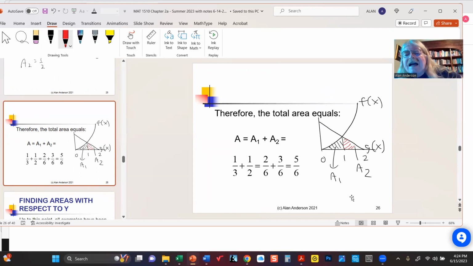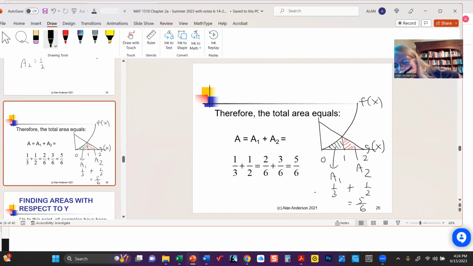Okay, so that's our final answer. We have a half and a third. So this whole area, the combination of the red and the black areas, adds up to 5/6. Okay, now there's another potential wrinkle here.